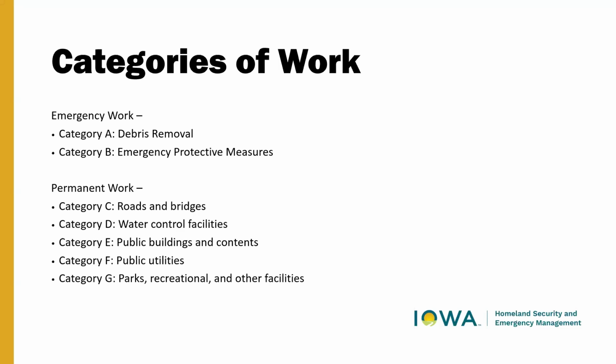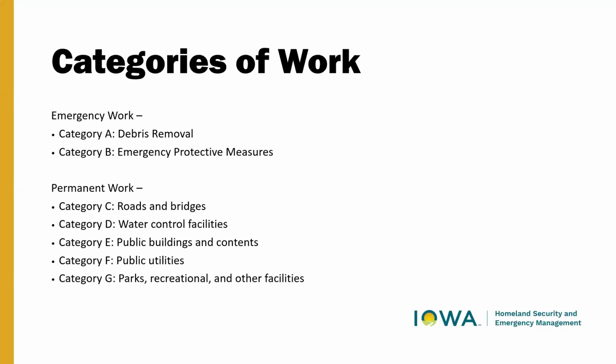For private nonprofits, the facilities that provide non-critical essential services, applicants that are not non-critical facilities, they must apply for a disaster loan through the SBA. Permanent work for public assistance is dependent on a determination from the SBA, and SBA may not cover all eligible PA costs. These are a breakdown of all the categories of work under emergency and permanent work.